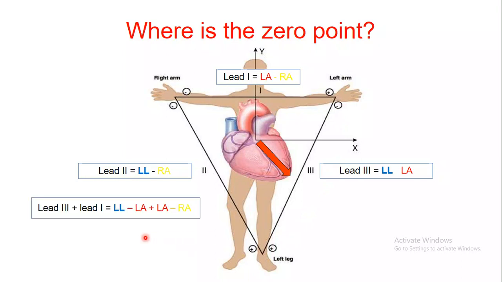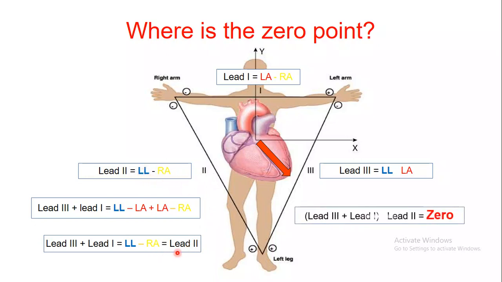So if we sum lead 3 and lead 1, this will give this equation, which is actually lead 2, which is equal to left leg minus right arm. Then if we calculate lead 3 plus lead 1 minus lead 2, this will give the 0 point that we are searching for.